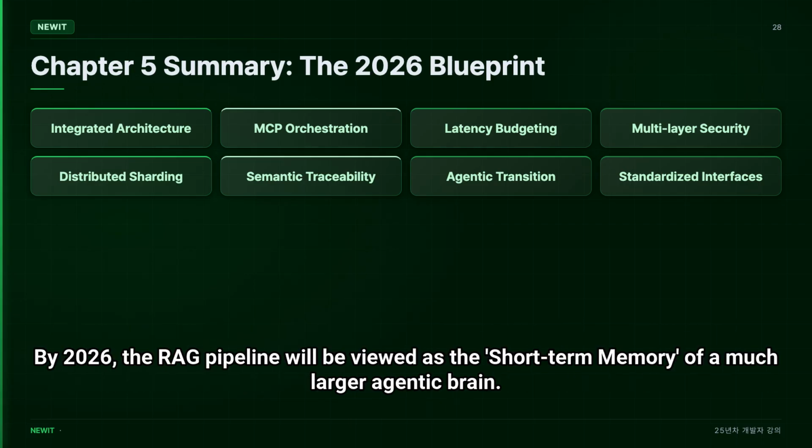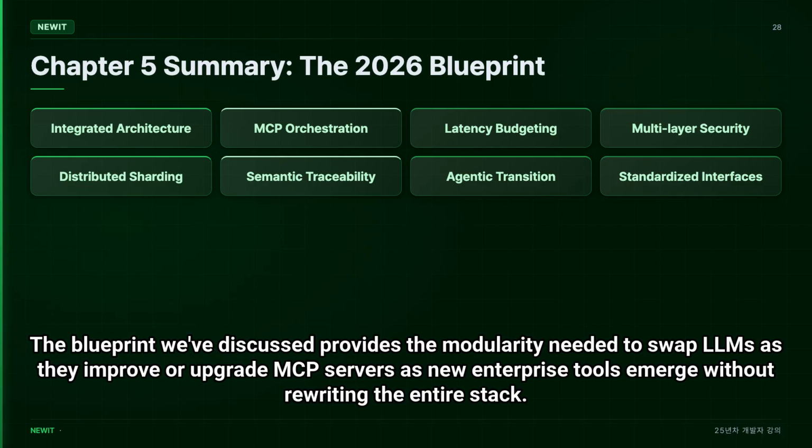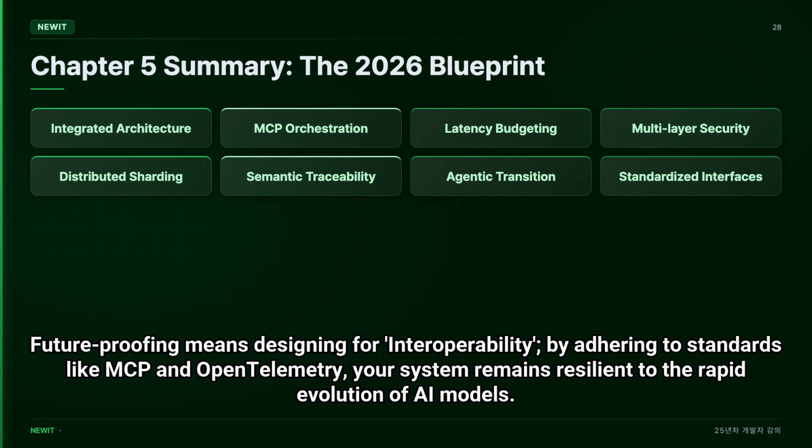By 2026, the RAG pipeline will be viewed as the short-term memory of a much larger agentic brain. The blueprint we've discussed provides the modularity needed to swap LLMs as they improve or upgrade MCP servers as new enterprise tools emerge without rewriting the entire stack.